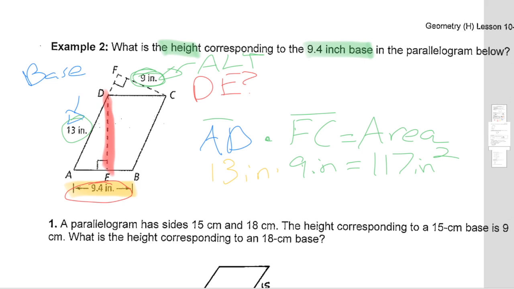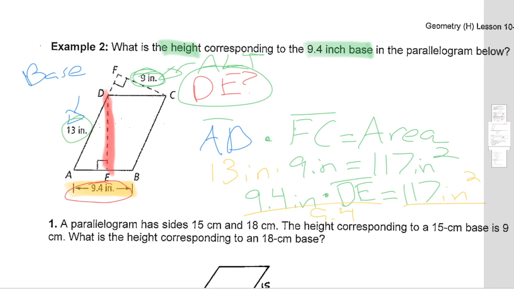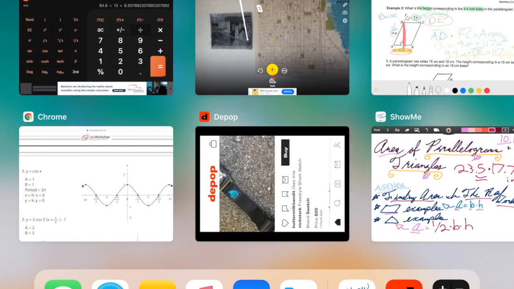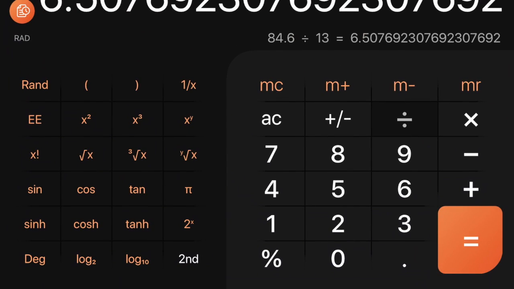But remember, what are we trying to solve here? We're trying to get DE. So we know that if we had 9.4, and if we were to multiply that with DE, that should get us back to 117, right? And that's true. So if we were to divide both sides by 9.4, taking 117, dividing it by 9.4, let the calculator take care of that.